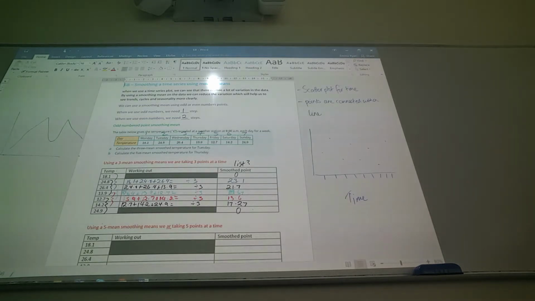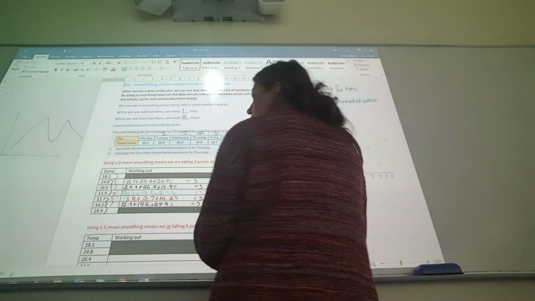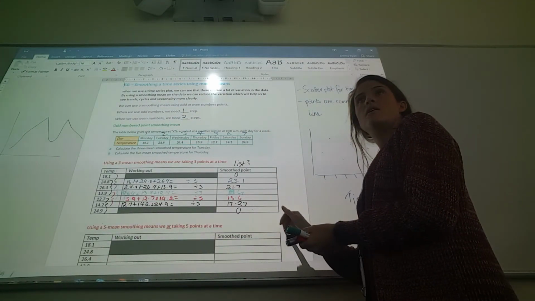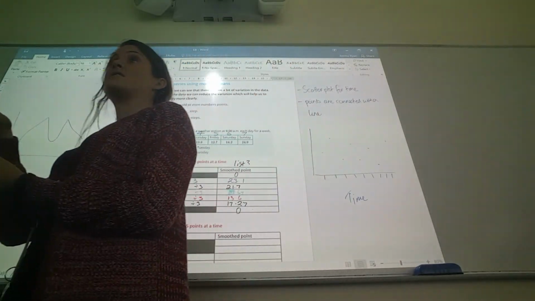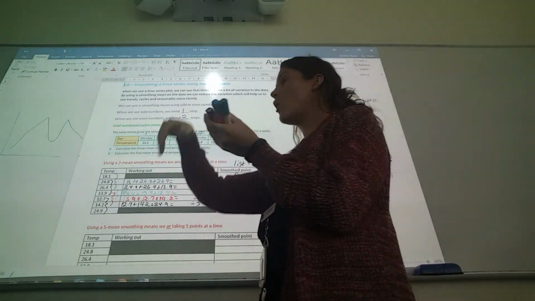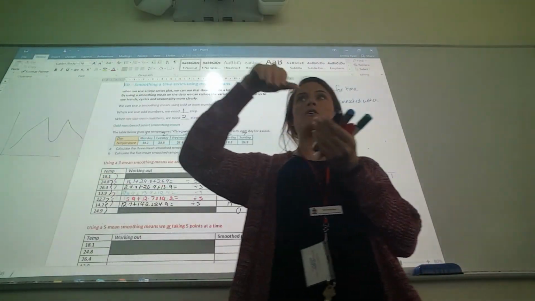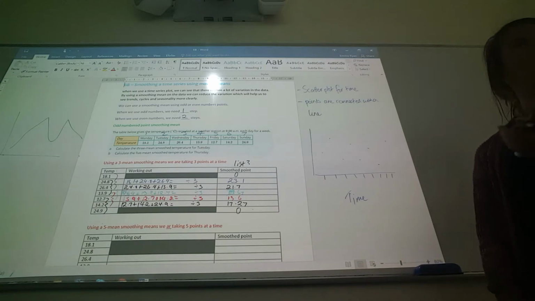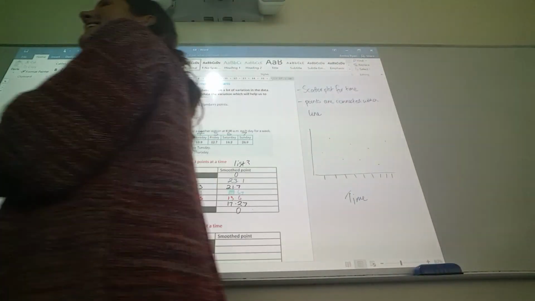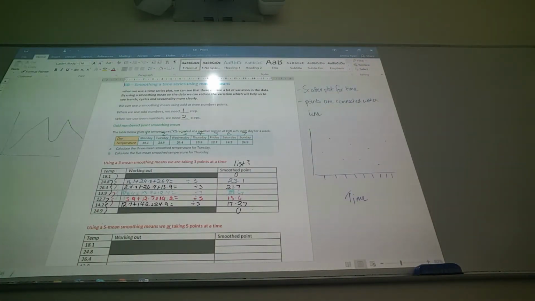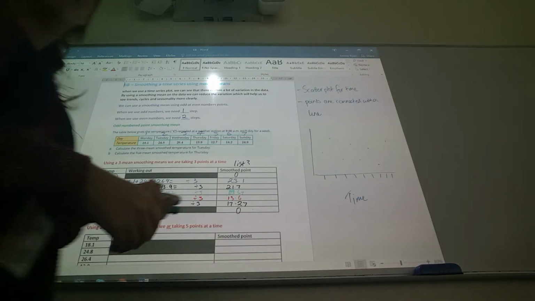What happened to our graph when we changed the data points, when we put in our smooth data points? It's not as varied. So we can see that the variation has decreased. So it's not as much of a roller coaster. It might just be more of a slide. Straight lines. You must have a regression line in there somewhere in your calculations. What's that green number? The green one, 17.67.